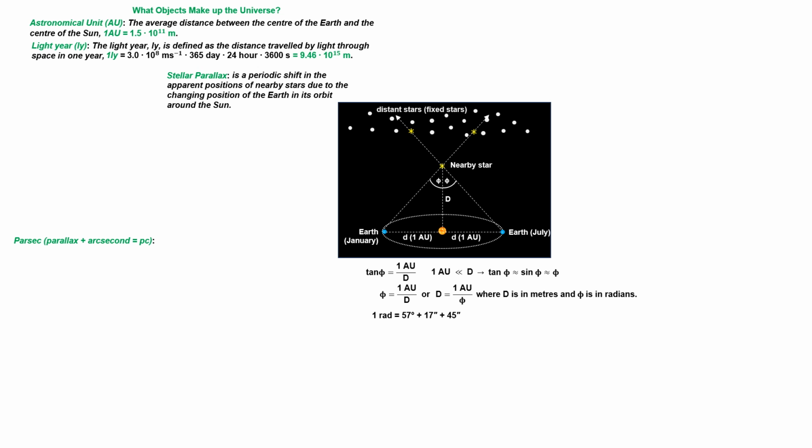So, to determine the distance from Earth to a star, we must know how to convert arcseconds to radians. We know that 1 radian equals 57 degrees, 17 minutes, 45 seconds. We know that 3,600 seconds make up a degree, just as 60 seconds make up a minute.